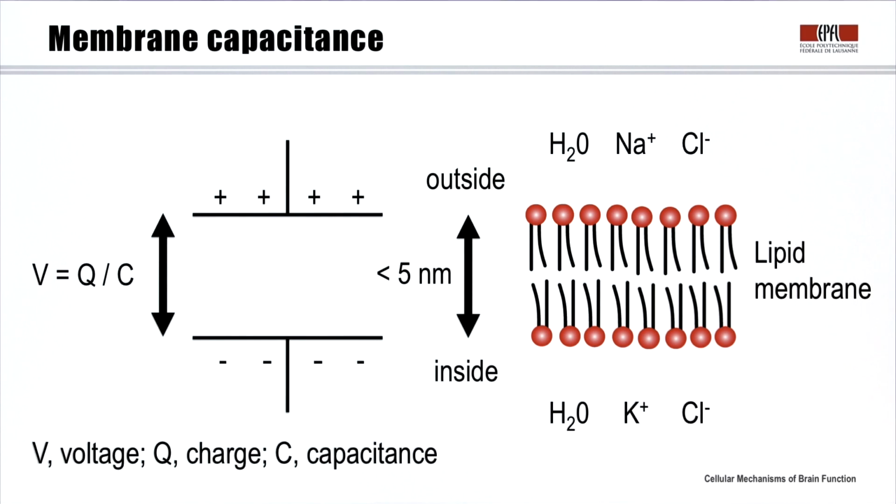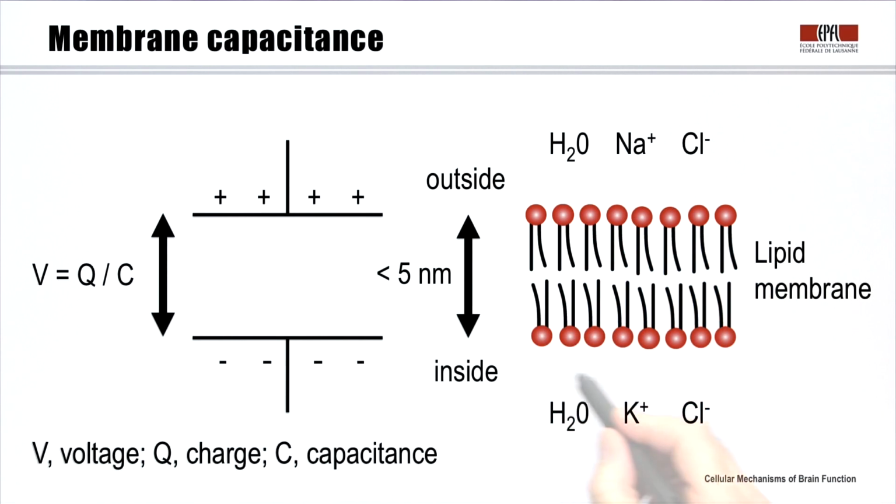It's a dielectric, and there are electric fields that are strong across the lipid membrane. If ions are moved from one side of the membrane to the other side of the membrane, they generate an electric field. And the potential difference across the plasma membrane is called the membrane potential. Membrane potential is of fundamental importance to neuroscience.